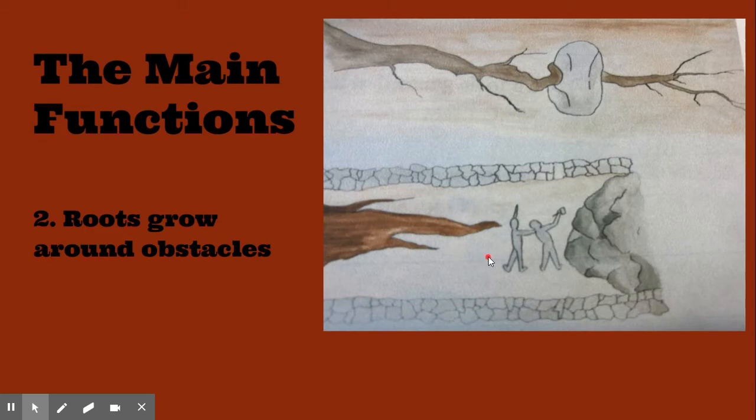Another main function that the root has is to grow around obstacles. Here we see in our chart a root growing around a rock in order to reach the water it's trying to get to.